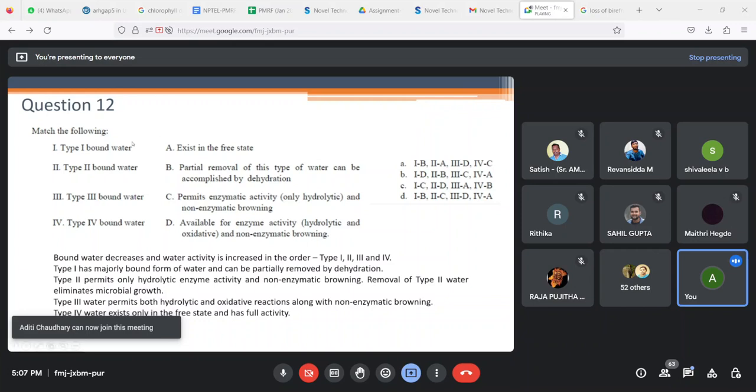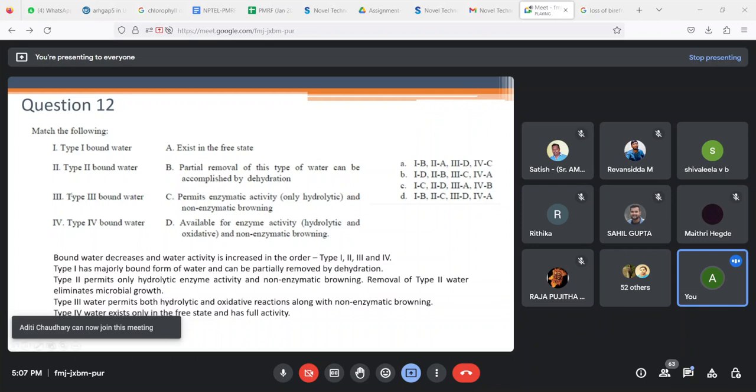So type 1 is most bound, type 4 is not at all bound. Something like that. There is a gradual increase. Type 1 is most bound, type 2 is slightly less bound, type 3 is slightly even lesser bound, and type 4 is completely free. So depending upon the availability of water molecules, there are certain reactions that can happen, because all reactions require water, and it requires a certain amount of free water for the reaction to happen.